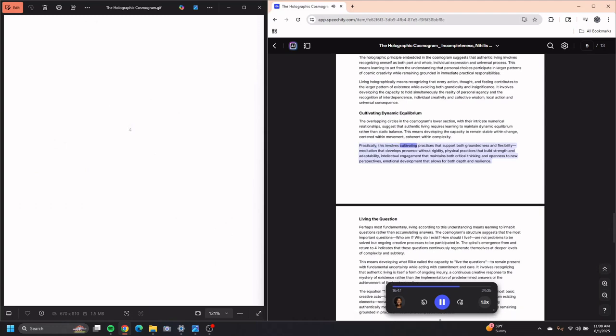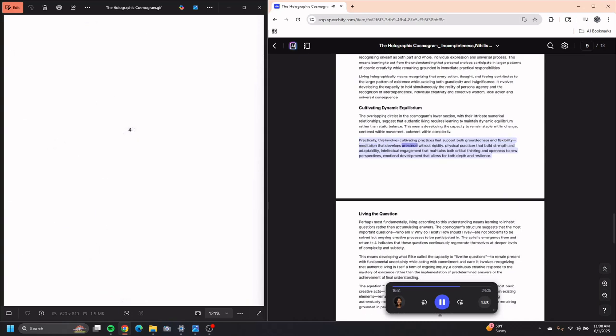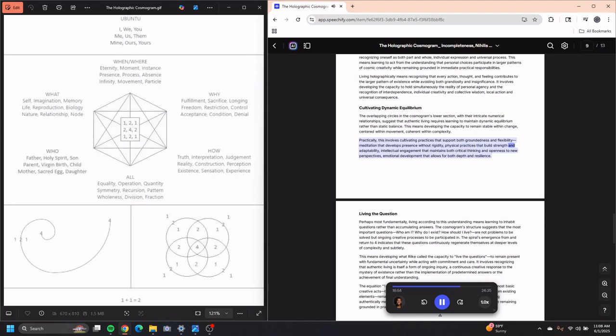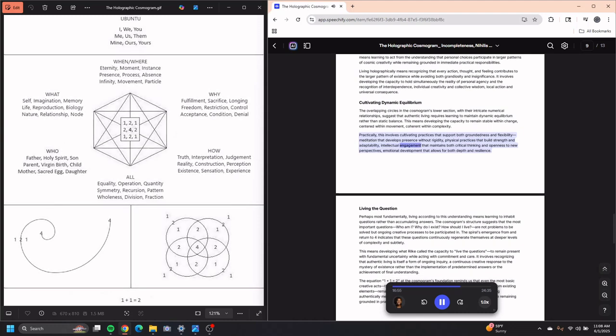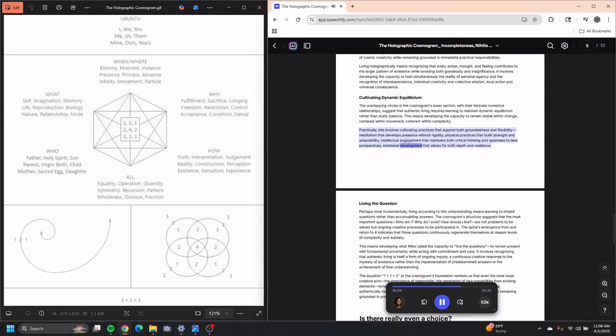Practically, this involves cultivating practices that support both groundedness and flexibility: meditation that develops presence without rigidity, physical practices that build strength and adaptability, intellectual engagement that maintains both critical thinking and openness to new perspectives, emotional development that allows for both depth and resilience.